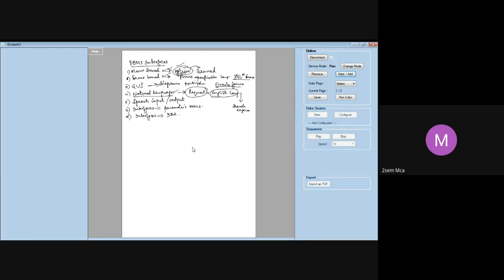Next is speech input and output. Where do we come across this? Can you tell me?